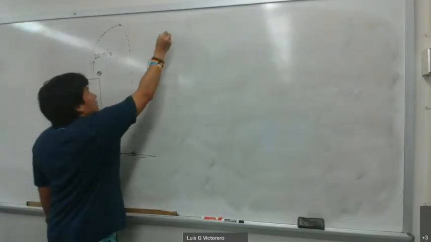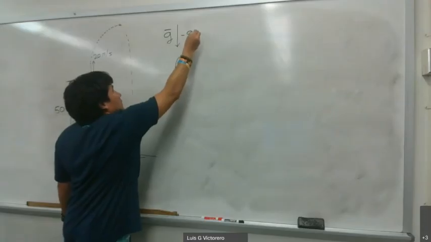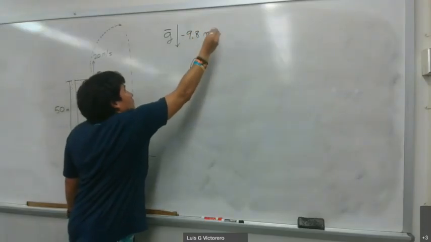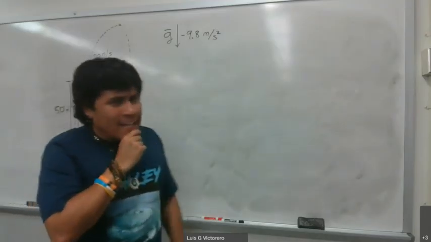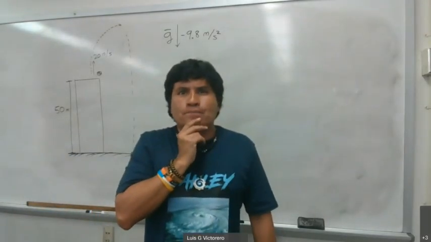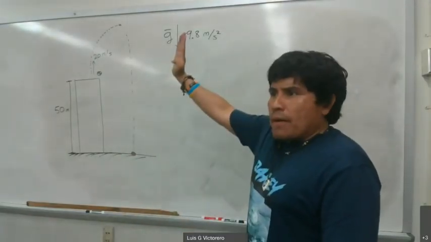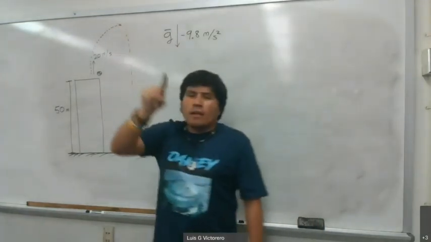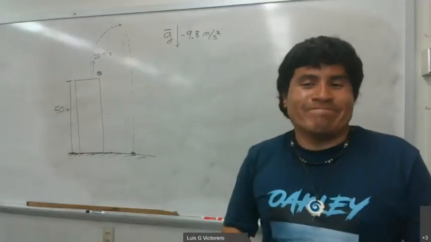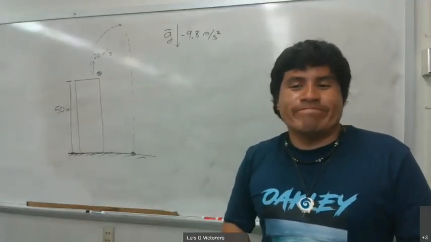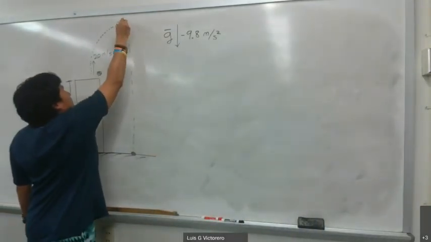And don't forget always, gravity. So first, let's analyze the motion going upwards. It goes up and eventually reaches a maximum height. Can somebody tell me what's the speed of the ball at the maximum height? What's the speed here?